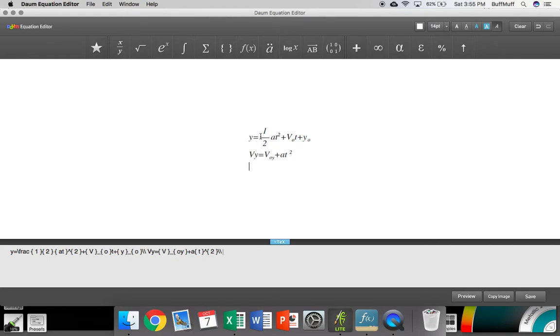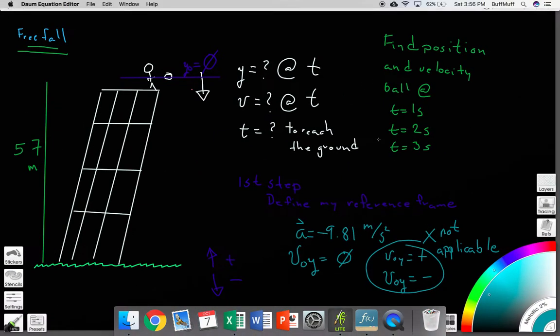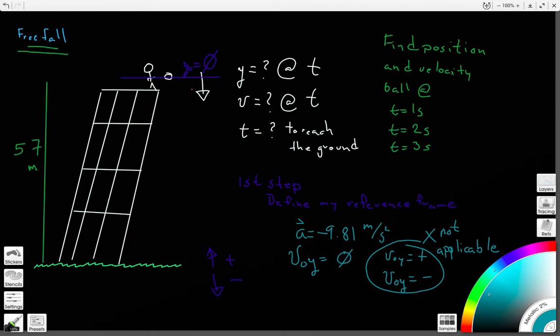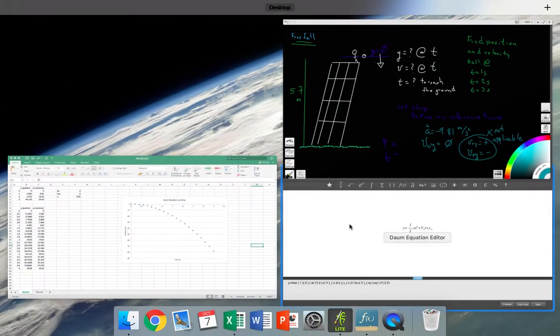These two equations are relating my position with respect to time, and this one is relating my final velocity with respect to my initial velocity, my acceleration, and time as well. So the problem is asking me to find the position and velocity of the ball at 1 second after I let go of the ball, at 2 seconds after I let go of the ball, and at 3 seconds after I let go of the ball. So let's do first the 1 second one.